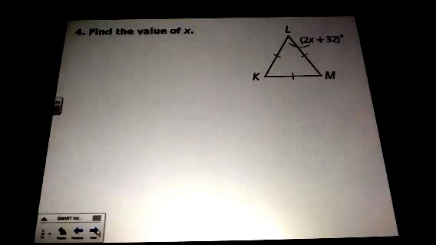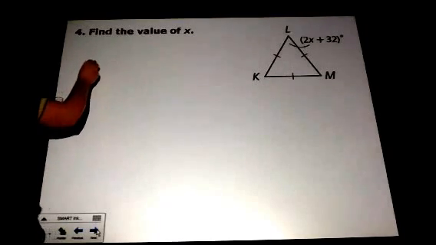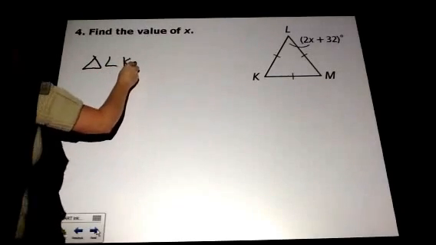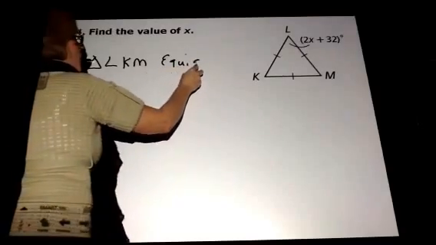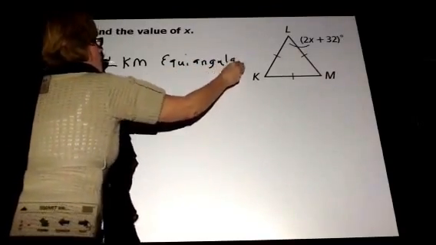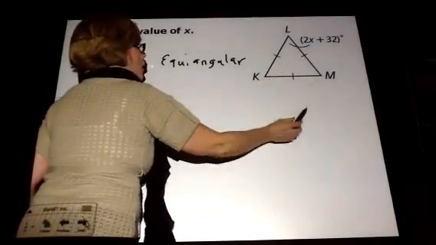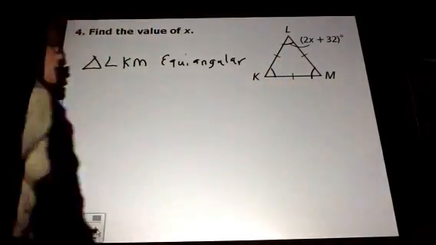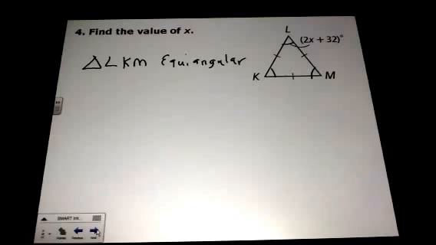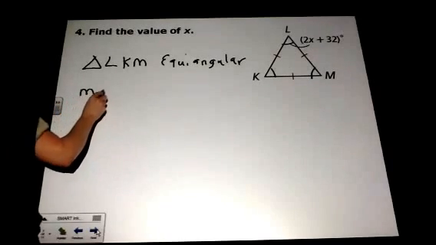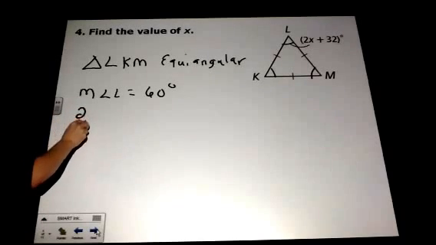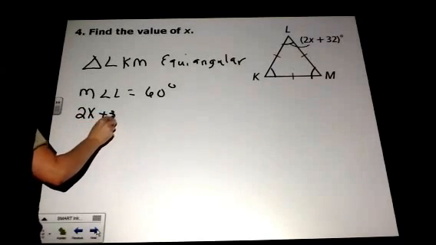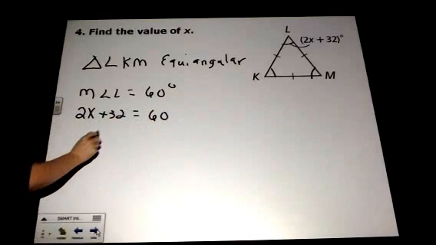Find the value of x. Okay, well we know that triangle LKM is equiangular because all three sides are congruent, so all three angles are congruent. So we know that the measurement of angle L equals 60 degrees. So what we can do is substitute in 2x plus 32 and set that equal to 60.